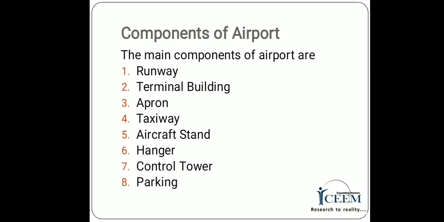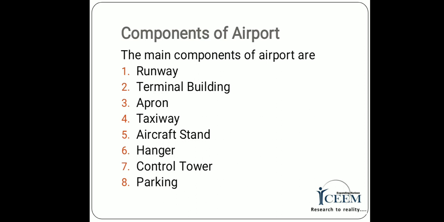Today we see components of airport. The main components of airport are: first is runway, then terminal building, third apron, fourth taxiway, fifth aircraft stand, sixth hangar, seventh control tower, and last is parking. We see runway in detail.